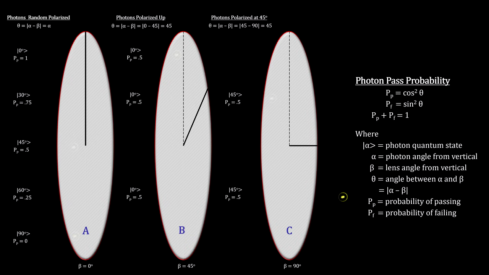The key takeaway here is that objects like lenses, crystals, electric fields, etc., can and do modify the quantum states of the particles that encounter them.